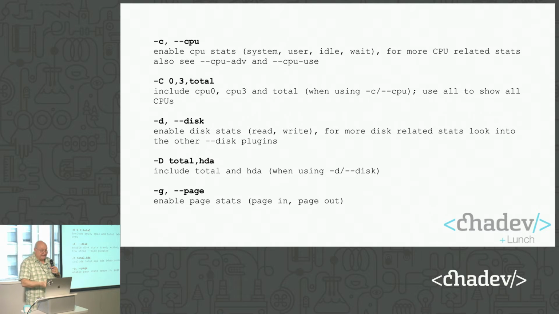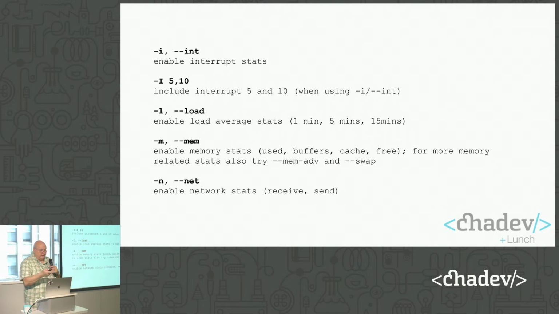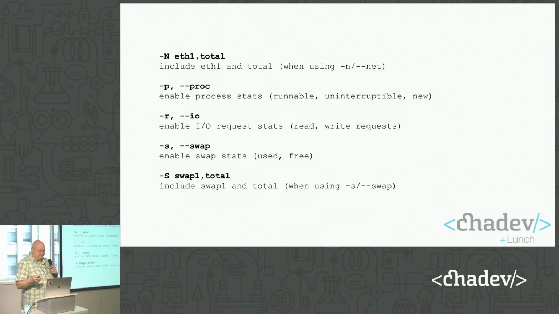CPU and disk and paging is an important one to know about. Memory and network. Procs is very important to know about. Run queue, block queue, wait queue. Those are killers if you don't watch them. Swap is important. That tells you how things are going on memory.